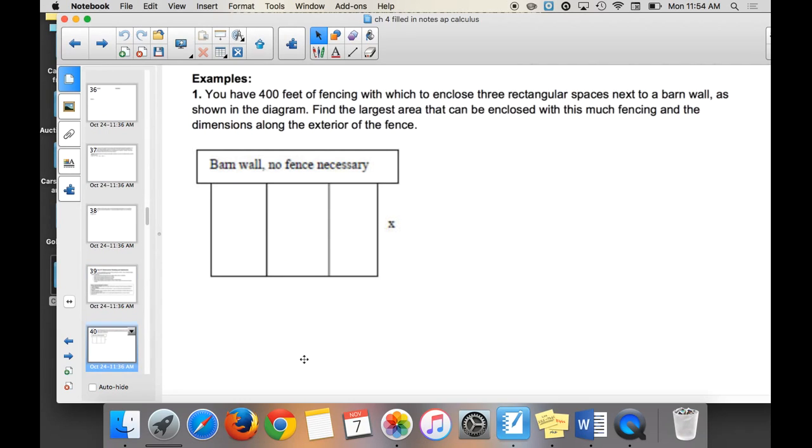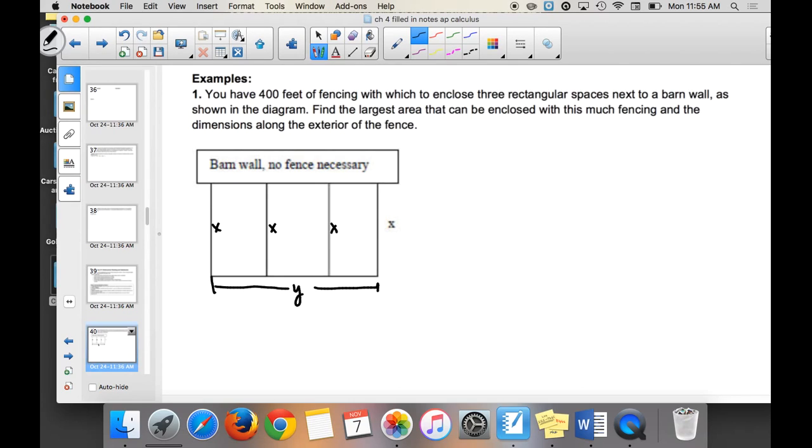So number one says you have 400 feet of fencing with which to enclose 3 rectangular spaces next to a barn wall, as shown. So you don't want to have a fence along the barn wall. That's a waste of money, right? We're not going to have a fence along the wall. Find the largest area that can be enclosed with this much fencing and the dimensions along the exterior of the fence. Okay, so I have an x on the right-hand side. So that means that this is x, and this is x as well. We don't know what this distance is, so we'll call it y temporarily.